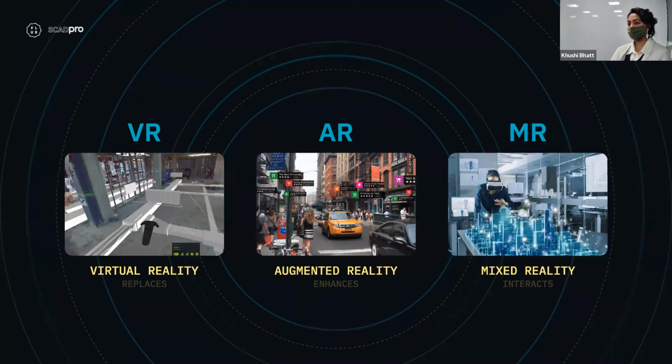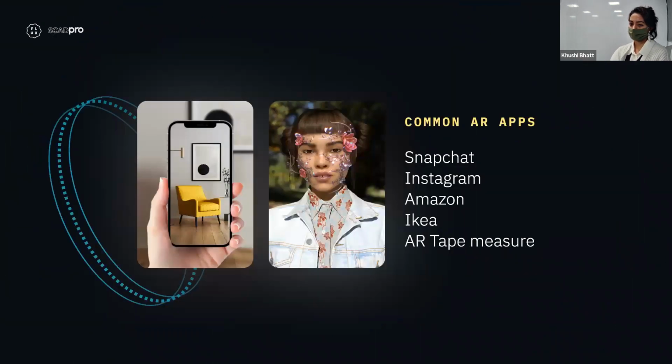Virtual reality replaces the environment around you with a digital overlay, which you can see through a headset or any sort of head-mounted device like Oculus, Vive, etc. Augmented reality overlays digital elements in the real world, and you can usually see that through a screen, something like Snapchat or Instagram. Then we have mixed reality, which is a little bit of a happy medium between these two, because it overlays digital elements in the real world, and you can interact with them in space.